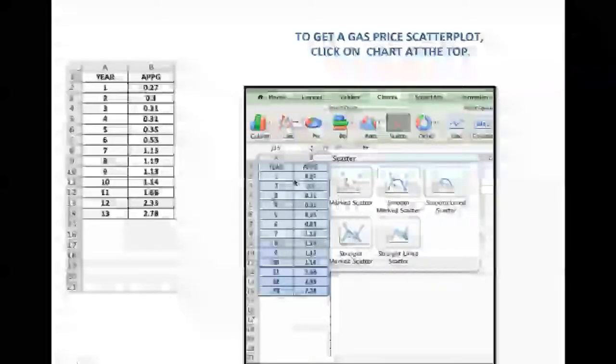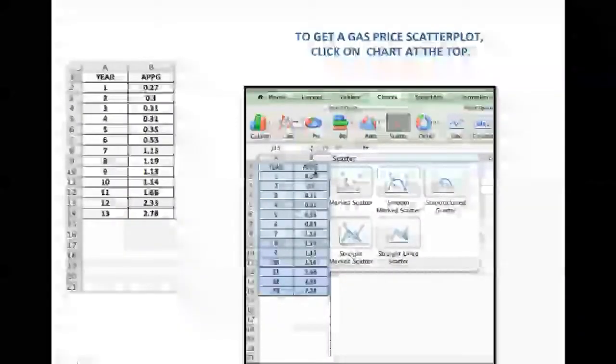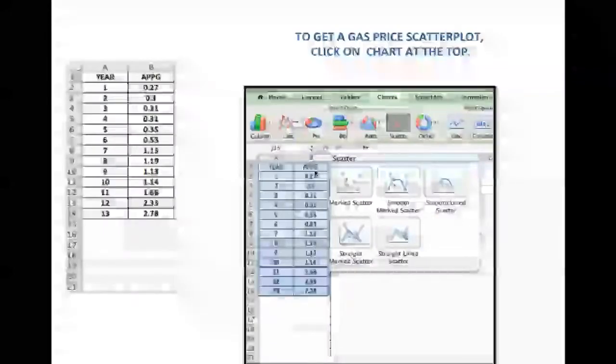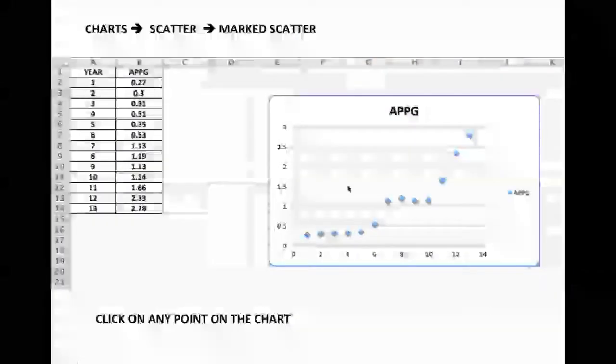So first we put the data in column A and column B, the year and the average price per gallon of the gasoline. Okay? Once we have that done, what we're going to do next is take a look at making a scatter plot. So what we do is we click on charts, scatter, and marked scatter. And this is what we get.